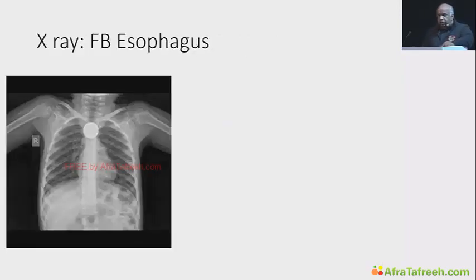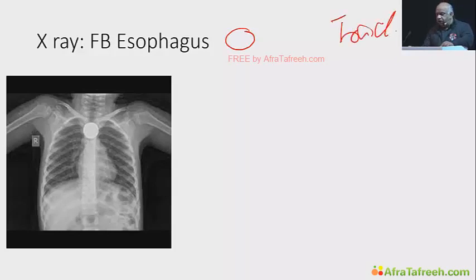This is a foreign body in esophagus. This was asked in last year's NEET question. In esophagus, the foreign body, like a coin, will appear in AP view like this. If it's in trachea, then the foreign body or coin will appear sideways in AP view. So in trachea, sideways, and in esophagus, AP.